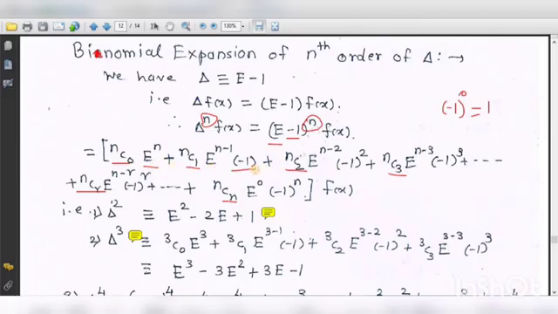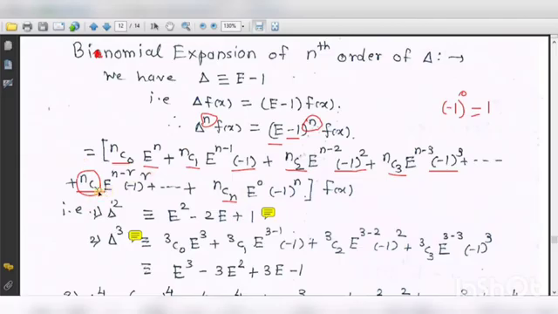Here power is 1. Here power is 2. Power is 3. And so on. So if you observe this general term, the binomial coefficient is nCr, which we read as n choose r, as it is a selection, that is combination.